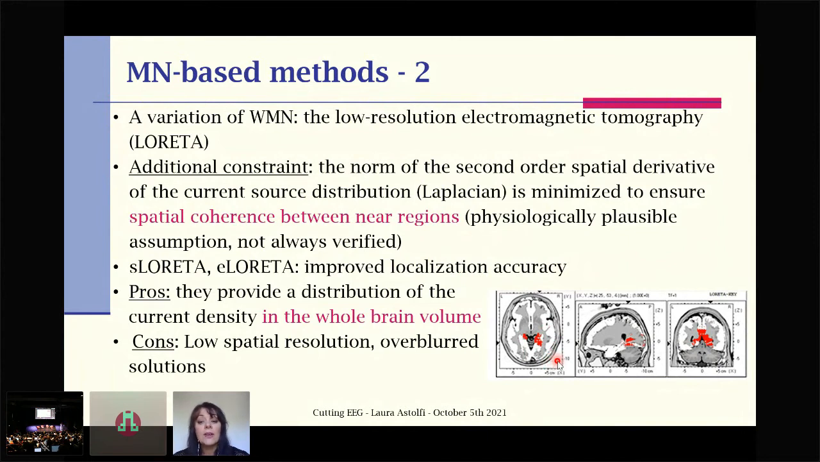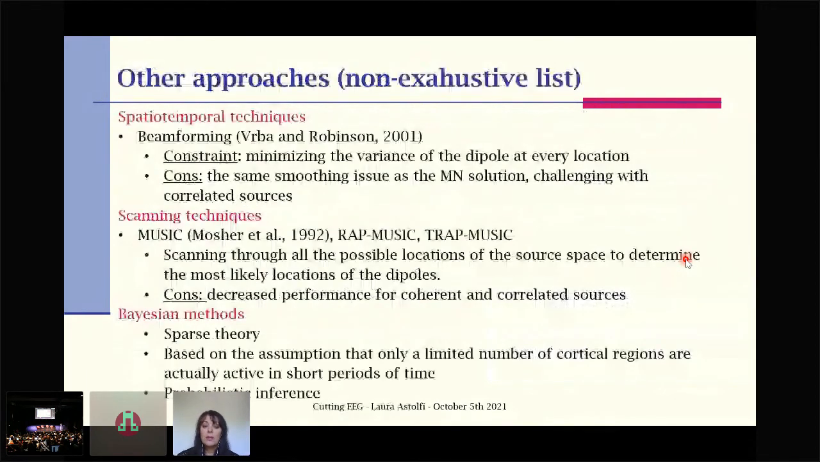On the other hand, an advantage of this method is that it provides a distribution of the solutions in the whole brain volume, in the gray matter, but for the whole brain, and not just for the cortex, which can be very useful for some applications. So this is the first family of methods. During the decades, other approaches were developed. This is, of course, a non-exhaustive list, just a few examples of the approaches that can be used.